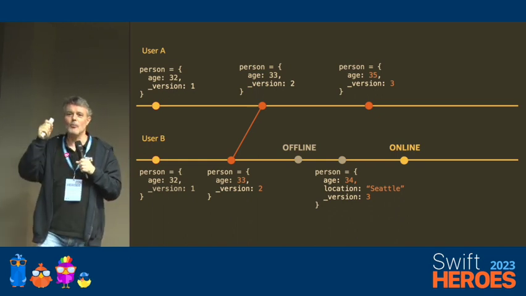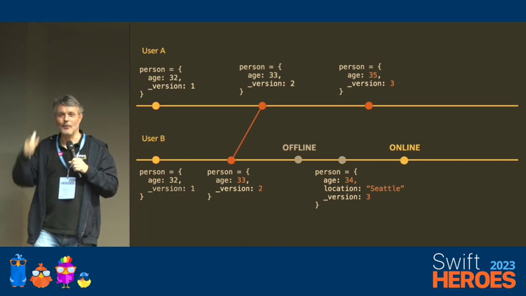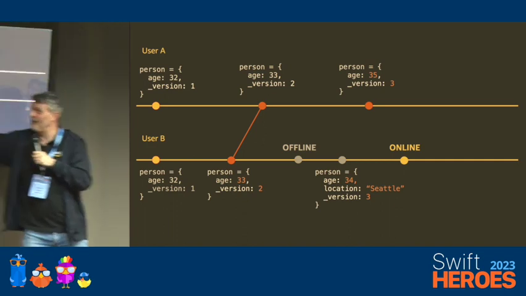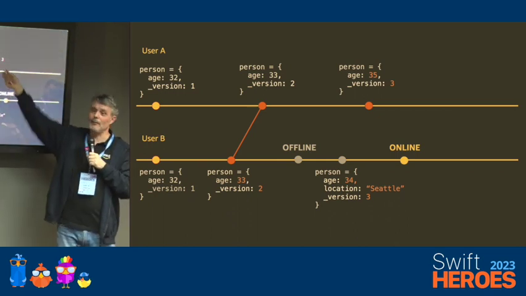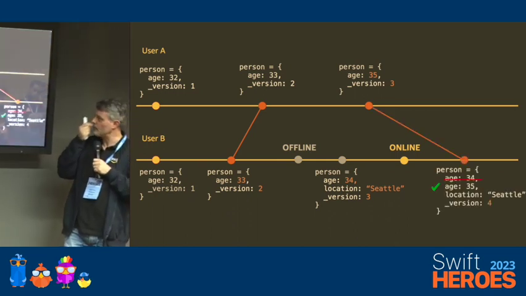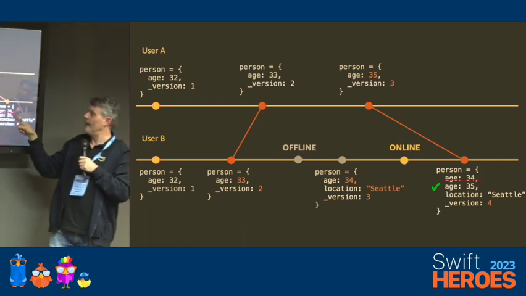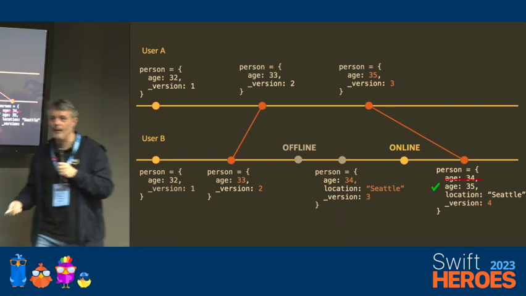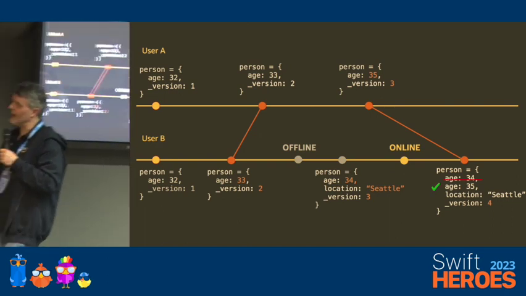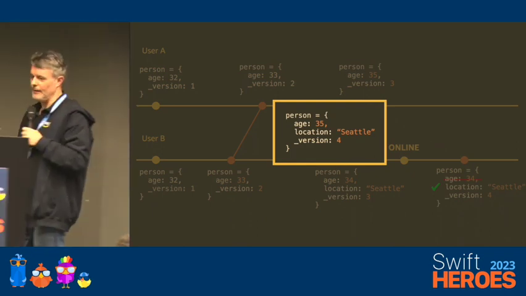So remember, the last one that talks has authority. And if this is the time, this user talks after this one, so this one has authority as well. So the final version will be version 4, not 3. And it will have the last change, 35, location Seattle, and of course both can reconcile and reconnect. So that's the final version of the data.